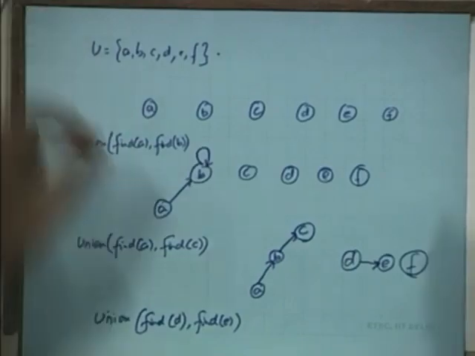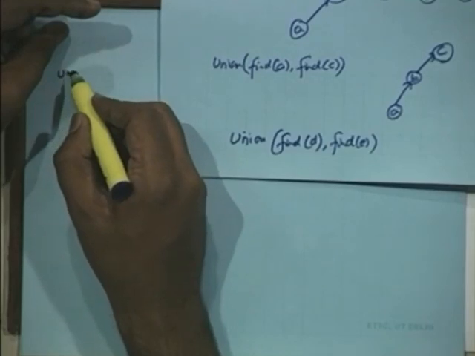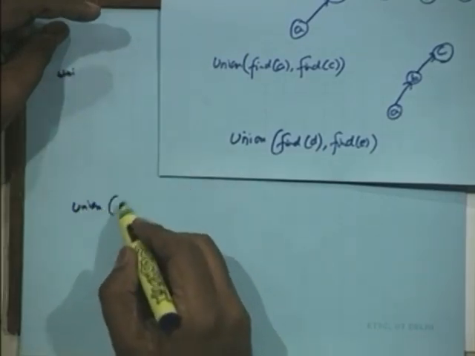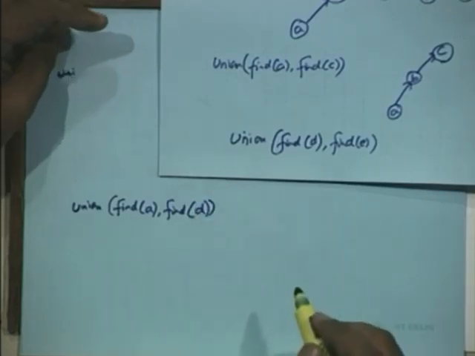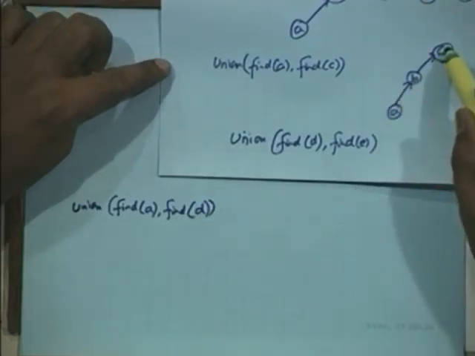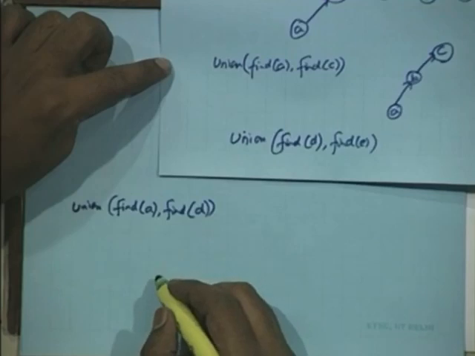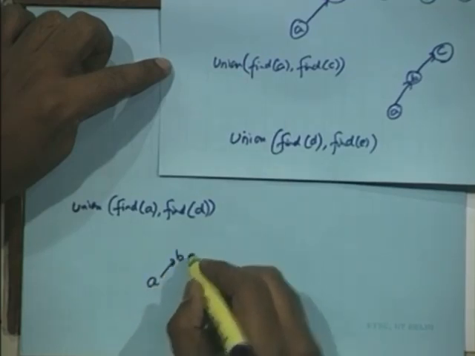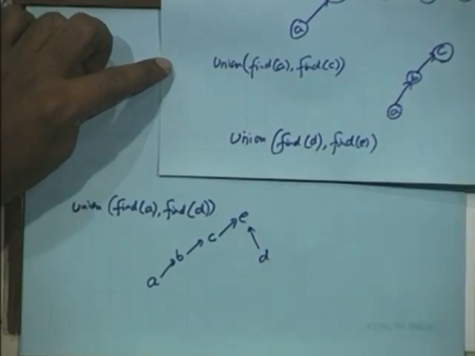So let me keep this picture there, and if I were to do, let us say, union, let me write it down here, union find A comma find D, then what does find A return? It returns a pointer to C, and find D returns a pointer to E. I need to link up these two roots. So I can make C point to E or I can make E point to C, whichever I please. Let's say I decide to make C point to E. This is what I would get then. And of course, F would be sitting on its own.